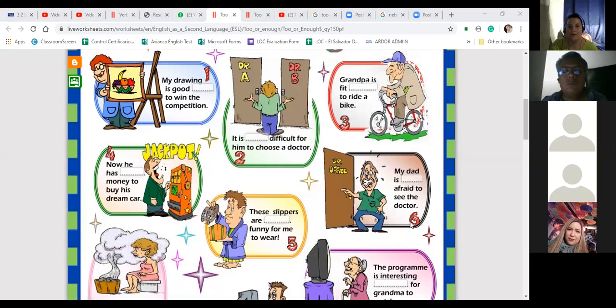Claudia, are you there? Yes, yes, yes. These slippers are too funny for me to wear. Too funny. Okay. Do you have those type of slippers that are very funny? Like unicorn or ninja turtles or monsters? Claudia is laughing, maybe she has unicorn. Yes, like cow. A cow, okay.